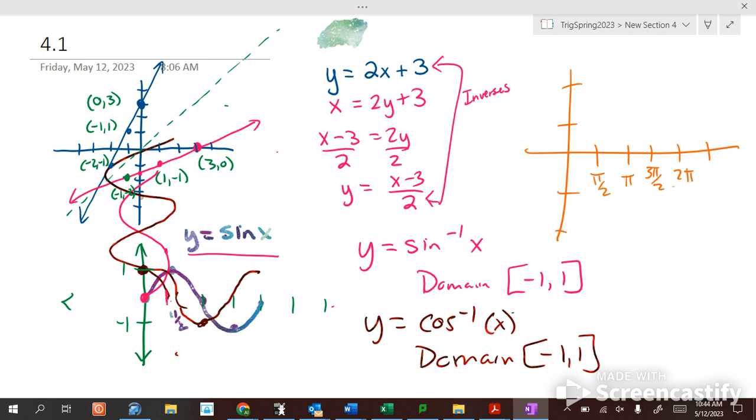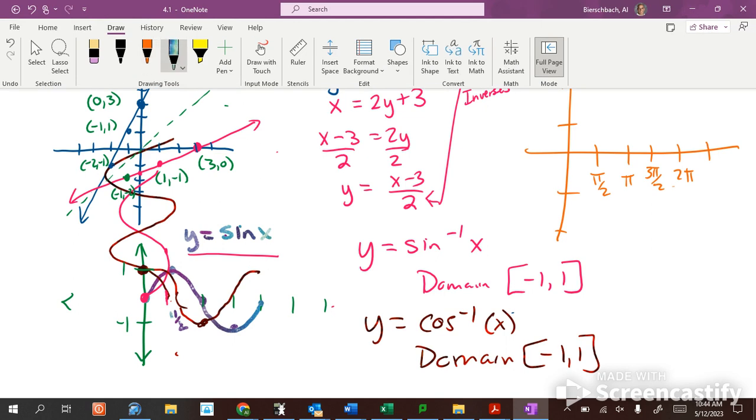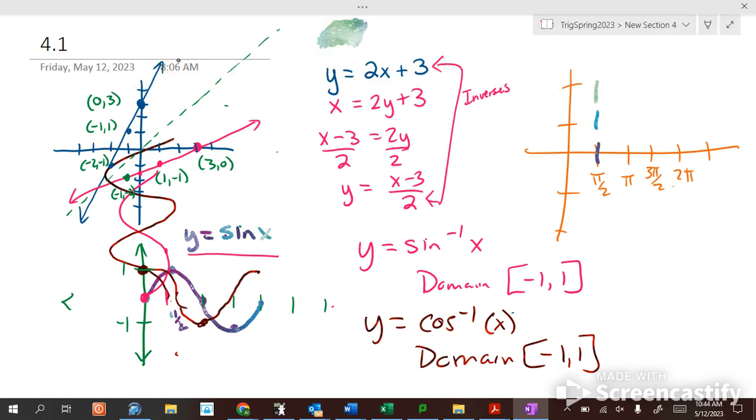Where can tangent not be? Where's the sine over the cosine 1 over 0? Pi over 2. So we have an asymptote right here. And an asymptote right here. And there's going to be an asymptote right there.